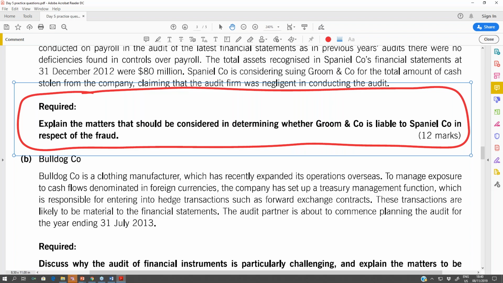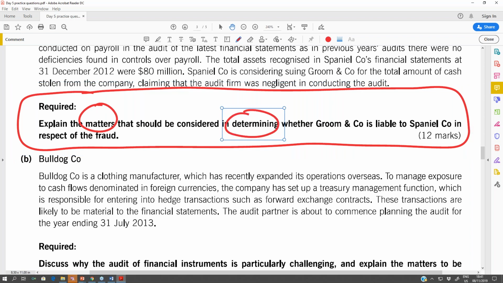Whether Groom Company is liable to Spaniel Company. Spaniel Company is the client in respect of fraud. So there was a fraud in the company, and the question is asking, explain the matters which should be considered in determining whether Groom and Company is liable to Spaniel in respect of fraud. And we know these knowledge questions, whenever they are examined, each matter is worth 2 marks.